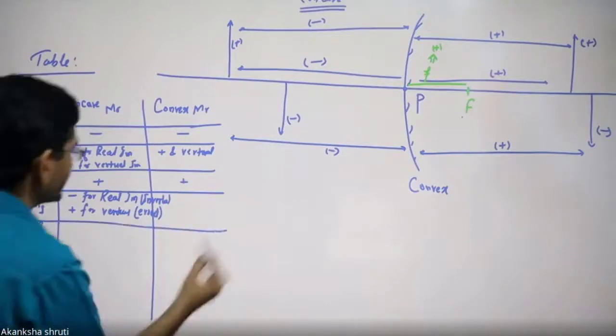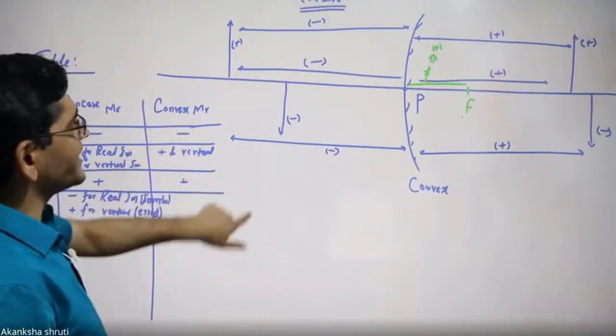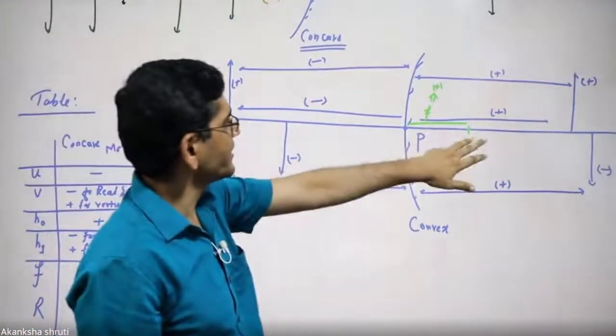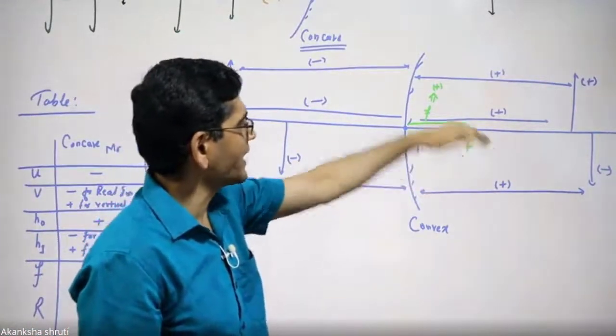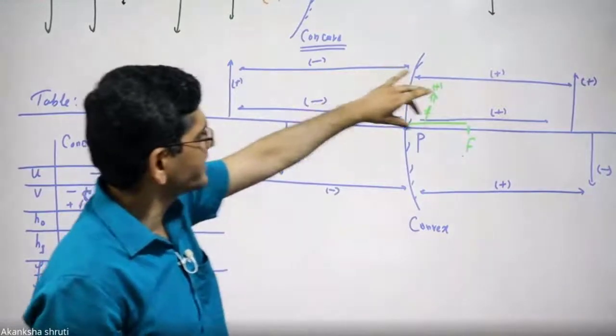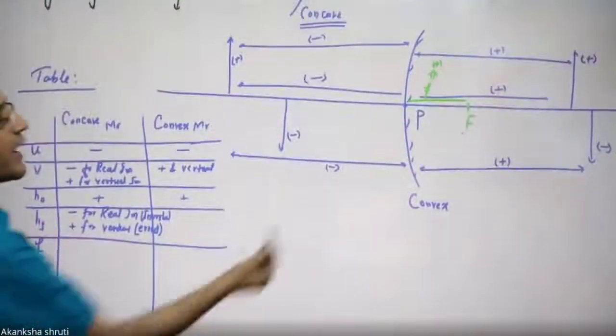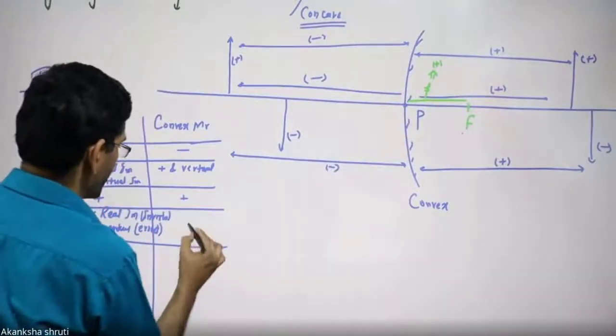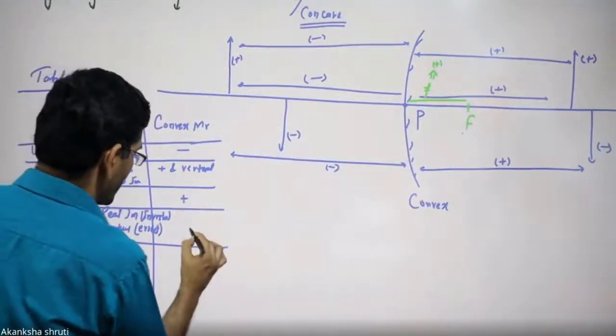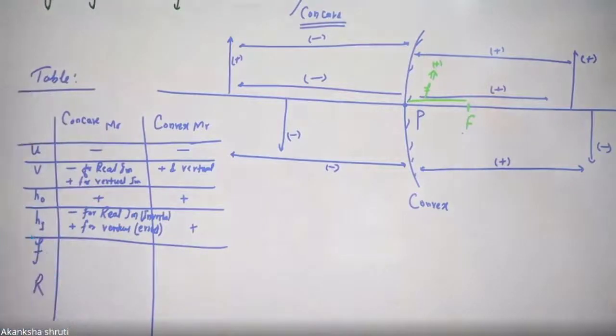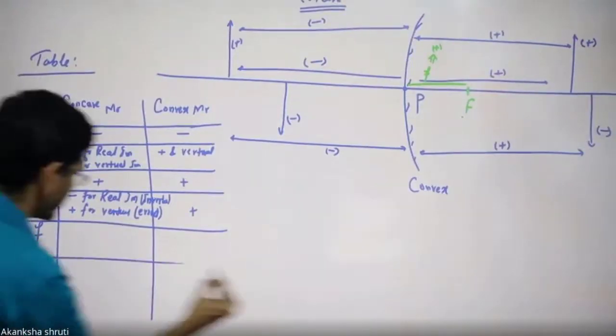But if we consider the convex mirror, we have learned that the image is formed between the pole and focus, only in this range, and it is also erect. Means it is upward of the principal axis, so it is always positive. Keep that in mind. Now coming to the focal length.